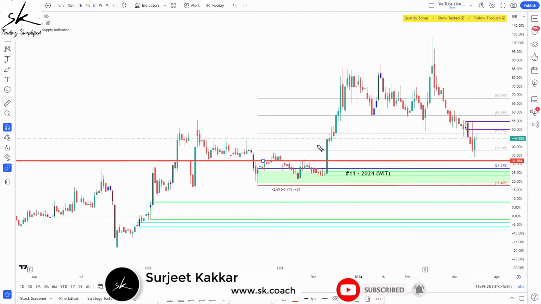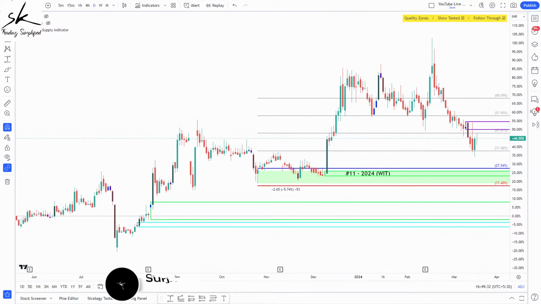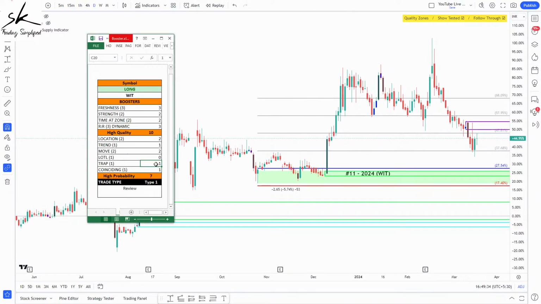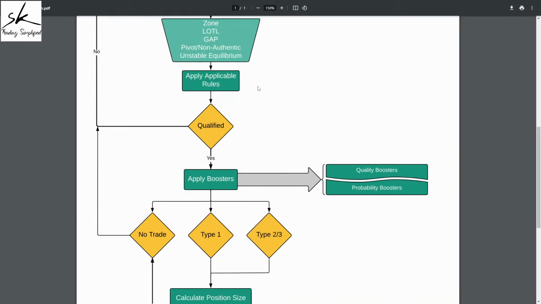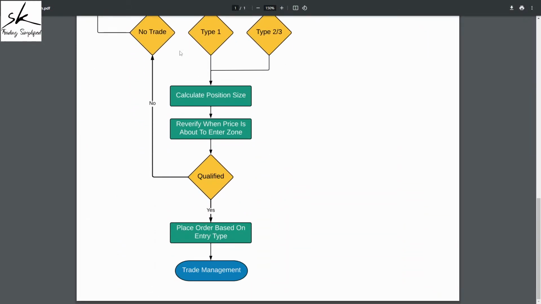which could be the only reason for prices to move up. So definitely we do have that possibility that this might work like a trap, due to which I've given it a score of 1. If you look at the overall scoring, we have a score of 10 out of 10 for quality, 7 out of 8 for probability, which makes it a high quality, high probability trade setup that can be traded as a type 1 trade. So yes, it is a type 1 trade for us, but it doesn't matter how high the quality or the probability.